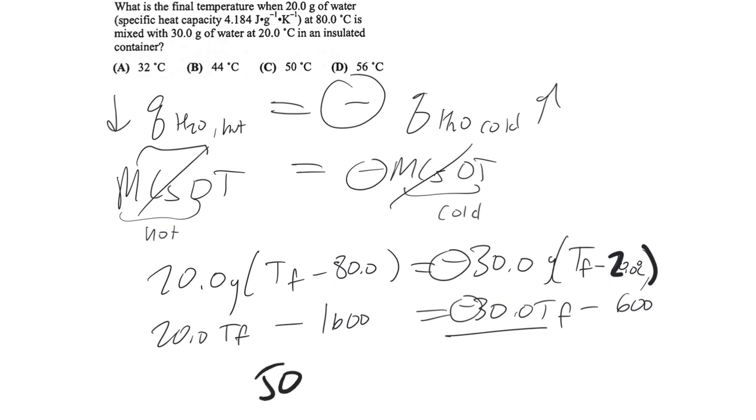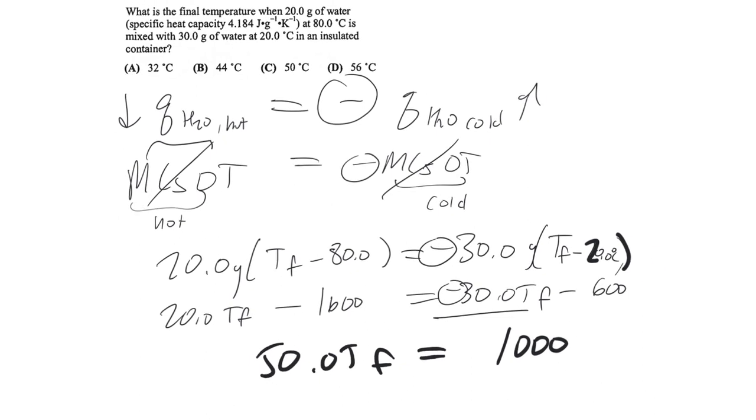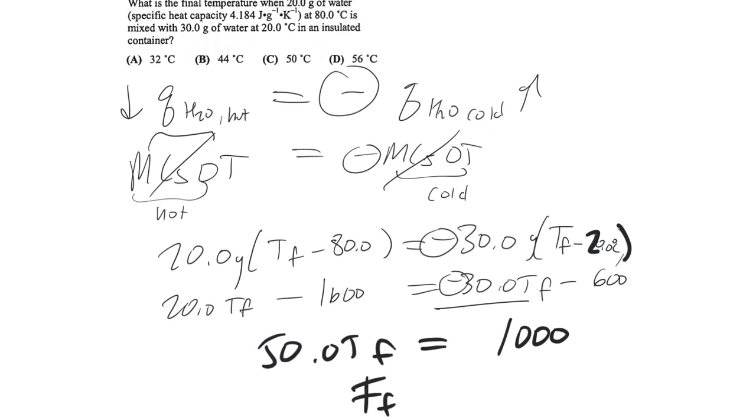So I got 50 TF is equal to, let's add 1600 to both sides, so that's 1000. And so my TF, final temperature, is 1000 divided by 50. That's not right. Hold on, what did I do wrong? So added 30 to both sides, go to 50, and then add 600.